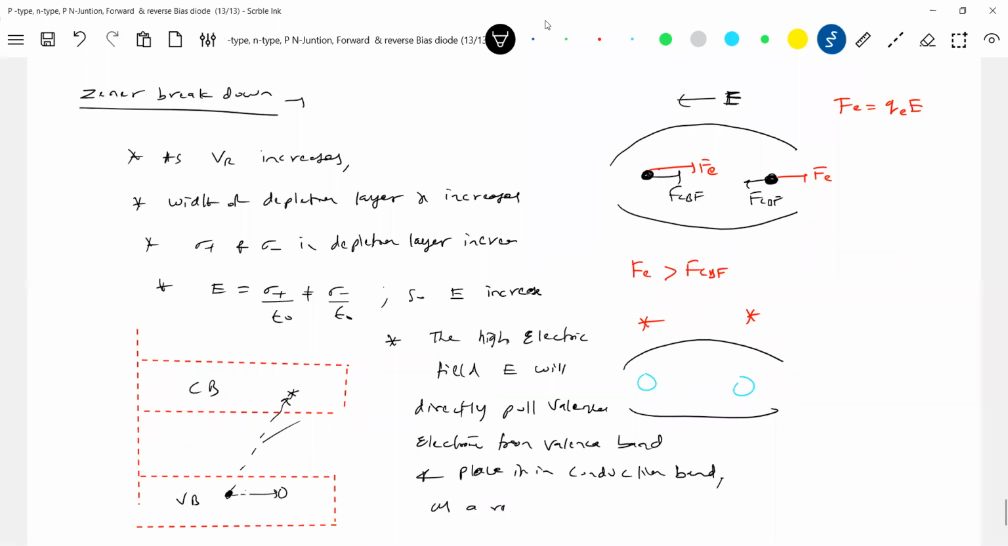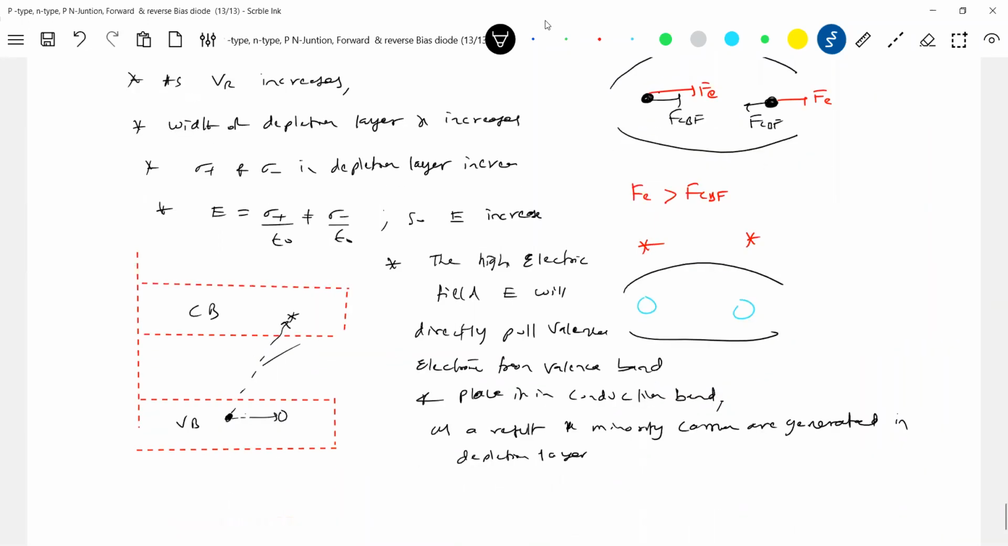As a result, minority carriers are generated. Not one, but millions of covalent bonds are affected by the electrostatic field in the depletion layer. Everything is generated in the depletion layer. Suddenly the electrostatic field starts pulling valence electrons from the valence band, so we get one free electron and one hole. Like this, millions of minority carriers are generated and a large current flows. The next question is, which will occur first, avalanche breakdown or Zener breakdown?